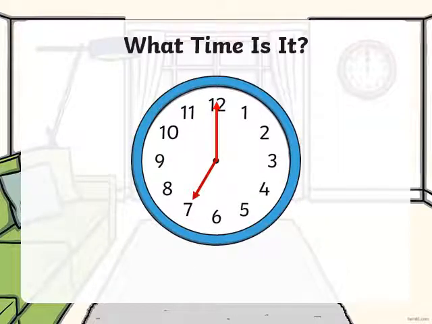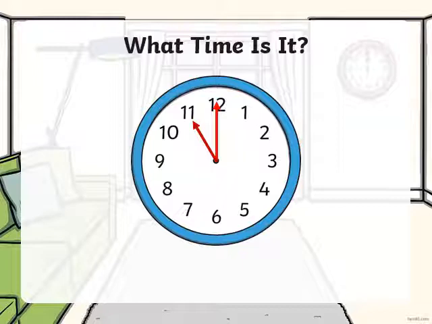What time is it? So, the hour hand is on 7 and the minute hand is on 12. So, when the minute hand is on 12, I say o'clock. And when the hour hand is on 7, I will say it's 7 o'clock. Okay, so now the hour hand is on 3 and the minute hand is on 12. So it's 3 o'clock. Excellent.